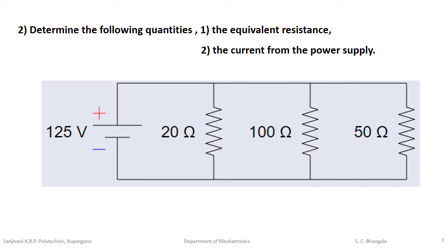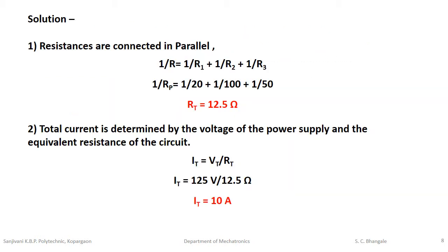So first we will calculate the equivalent resistance of this. We know the formula to calculate the equivalent resistance of a parallel circuit. So 1/R equals 1/R1 plus 1/R2 plus 1/R3. First, note the given quantities. R1 is 20 ohm, R2 is 100 ohm and R3 is 50 ohm. If we put in these values, calculate the ratios and add them, the total or equivalent resistance of the circuit is 12.5 ohm.